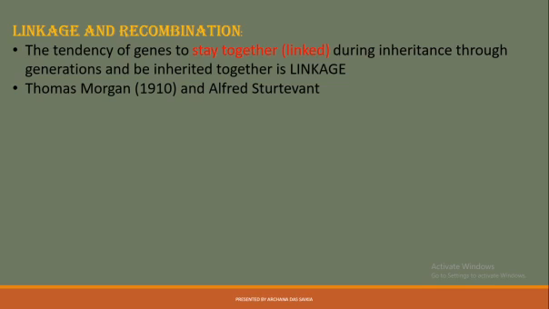They had worked on the fruit fly Drosophila. Now, two types of linkages have been studied: complete linkage and incomplete linkage. Complete linkage is the tendency when genes will always remain together. No recombination occurs at all. But of course, that is of rare occurrence in nature. The more common type is incomplete linkage, where there is a tendency of few genes to remain together over the generations, but at times they may segregate, they may separate out to form new combinations, but the percentage will be very, very low.